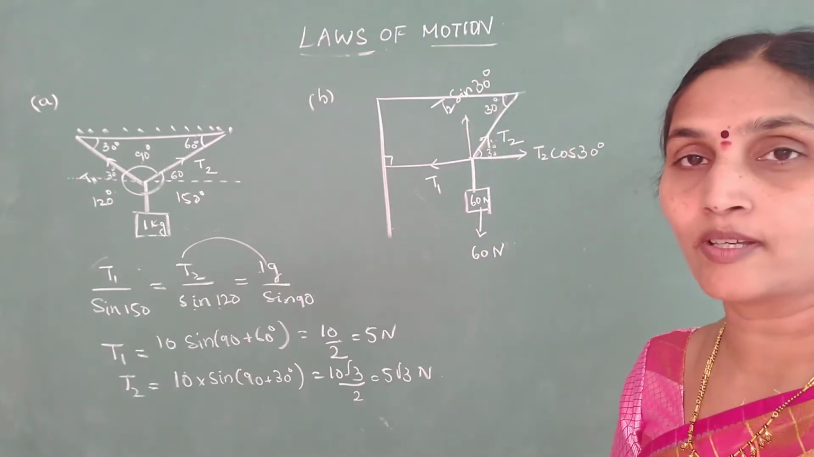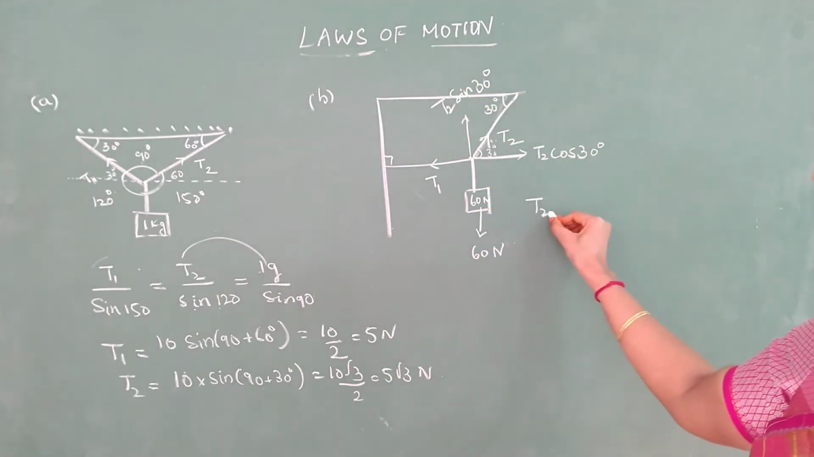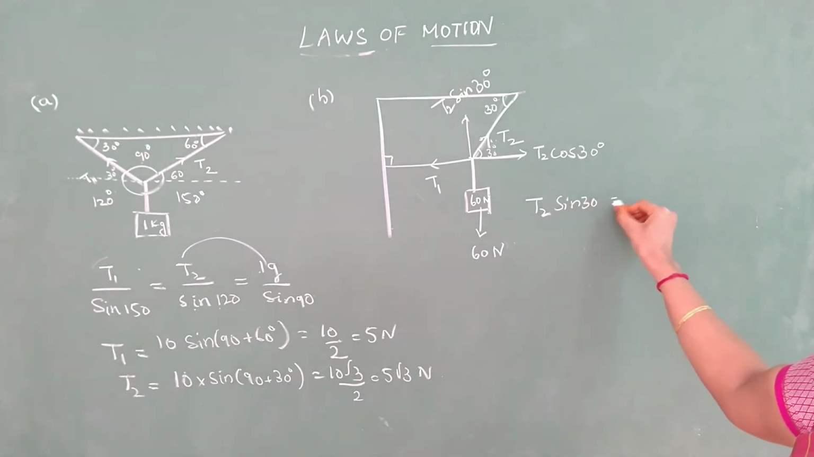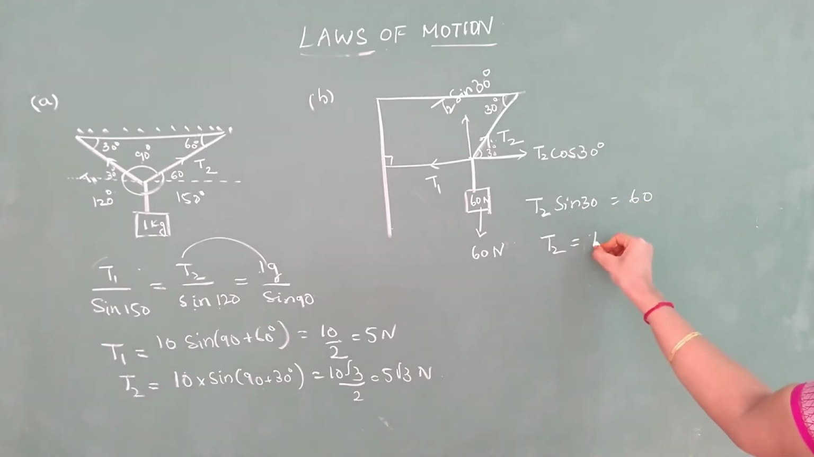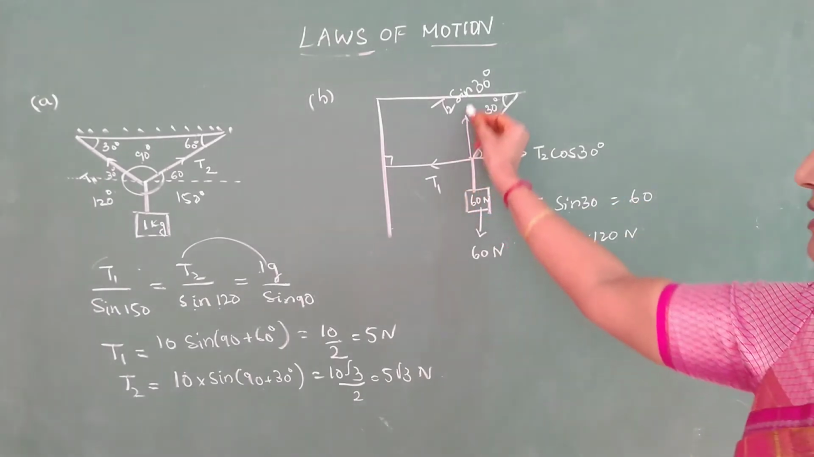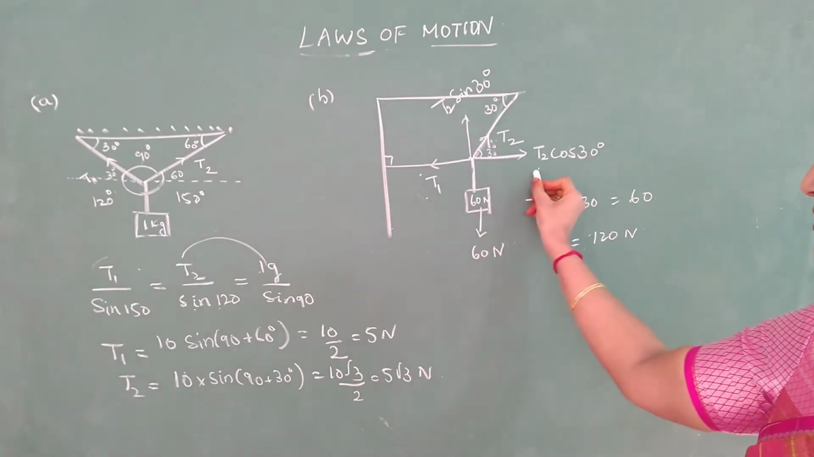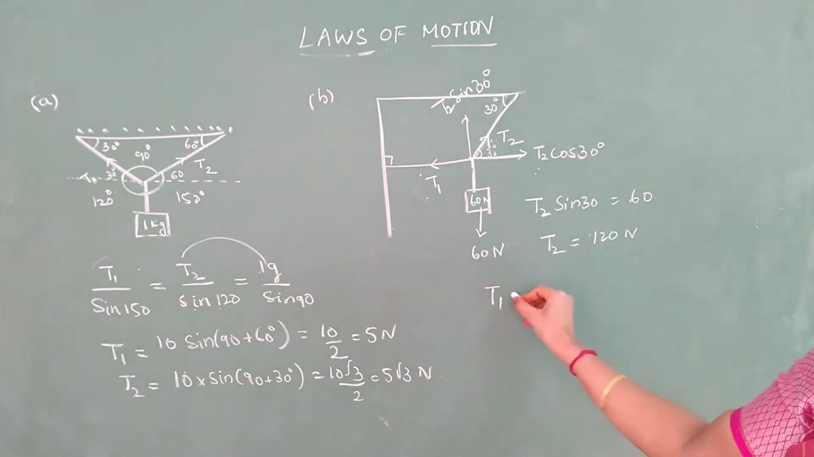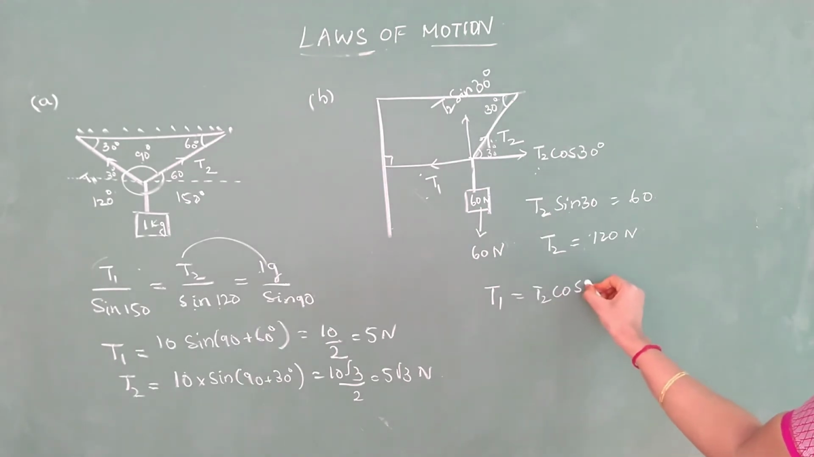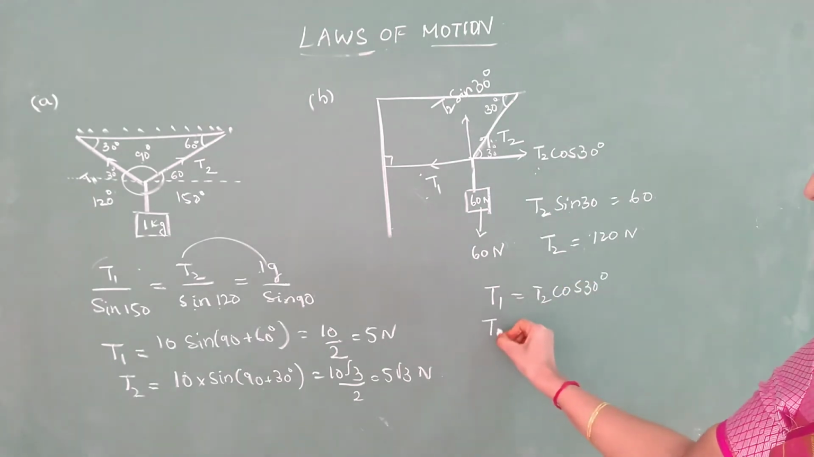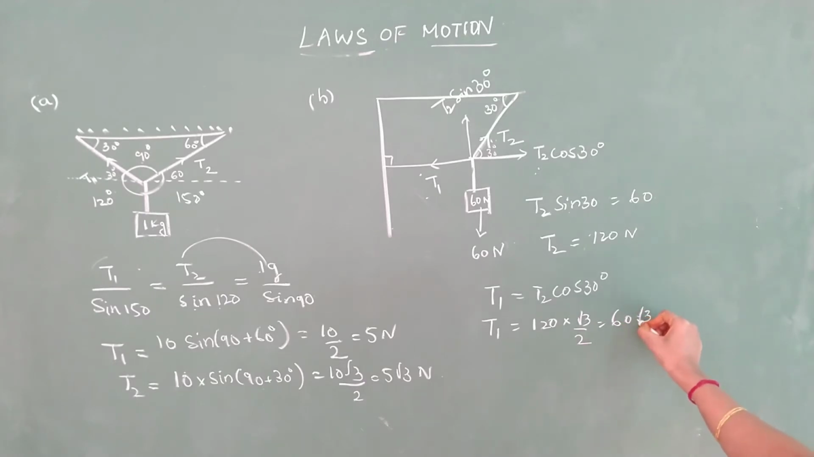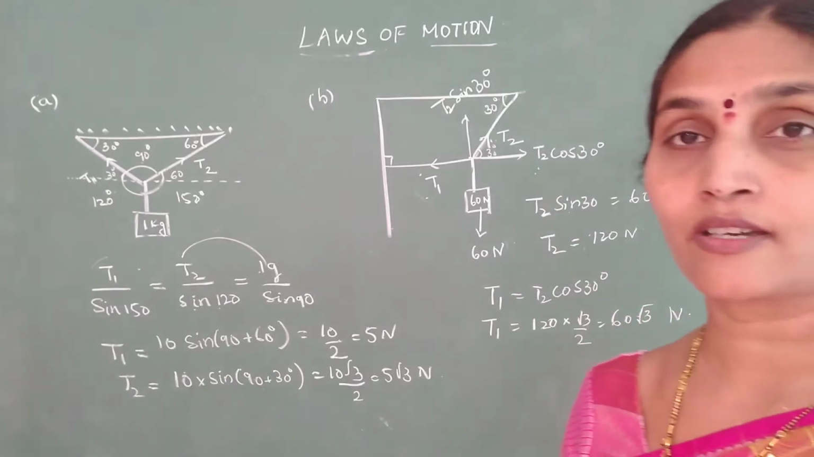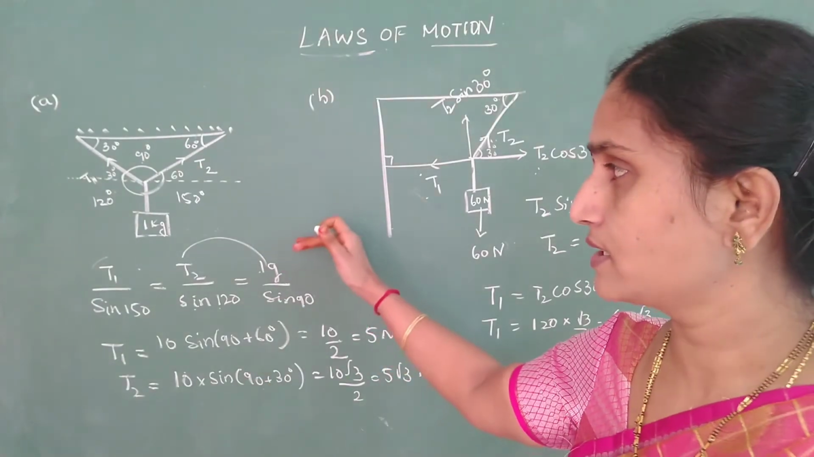Okay, since the system is in equilibrium, upward force should be equal to downward. T2 sine 30 should be 60 Newton. So what is T2? 60 into 2, 120 Newton. Similarly, equate the horizontal forces also. T1 should be equal to T2 cos 30, or T1 is equal to, T2 is already given, it's 120, cos 30 is root 3 by 2, that is 60 root 3 Newton.